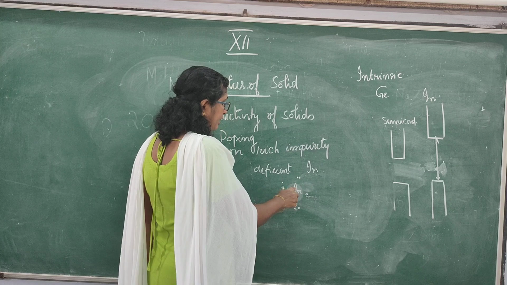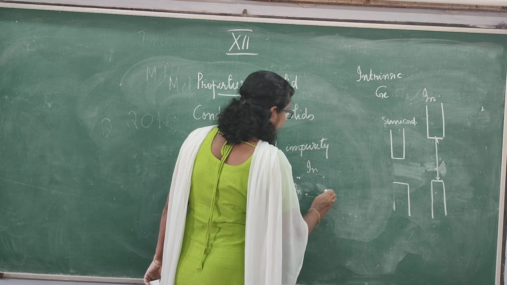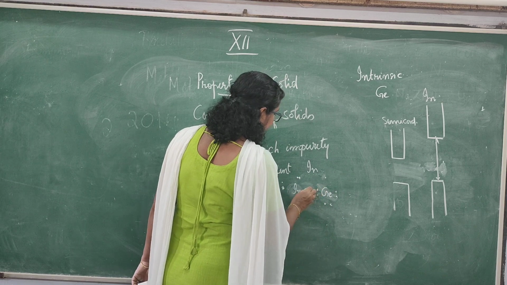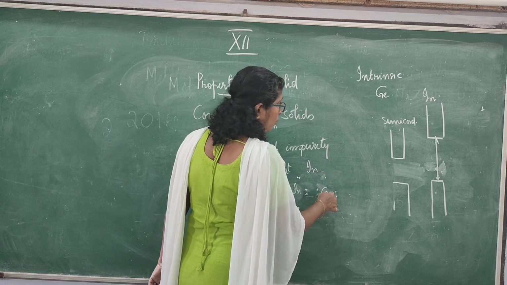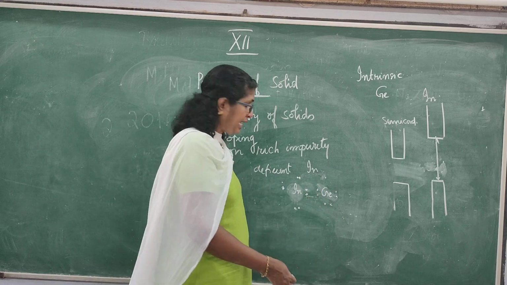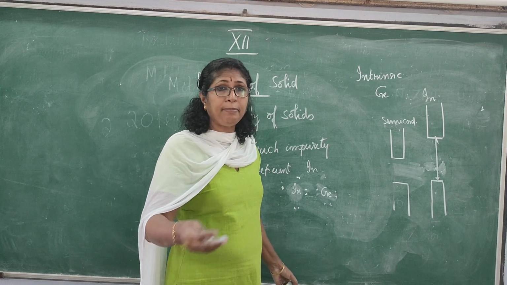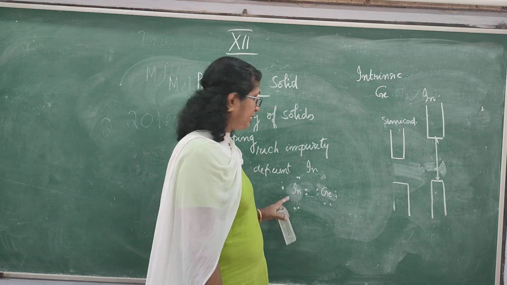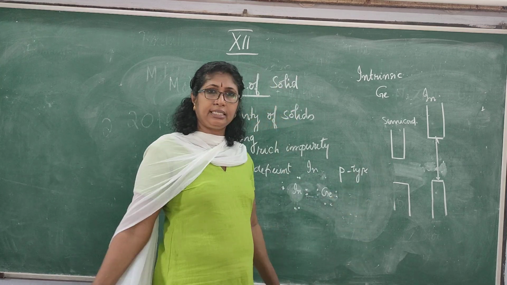If such a hole is there, in the neighboring germanium atoms there are 4 pairs. From these, 1 electron can jump to this hole, and a hole will be created there. Then from there it can jump here, and a hole will be created here. So this hole can move anywhere. Electrons jump and holes are created, and as electrons jump, we feel as if the holes are moving. This type of semiconductor is called a P-type semiconductor. So N-type and P-type semiconductors are formed.